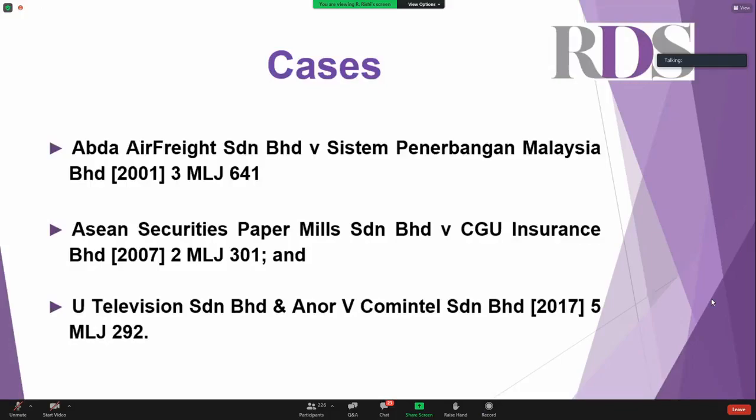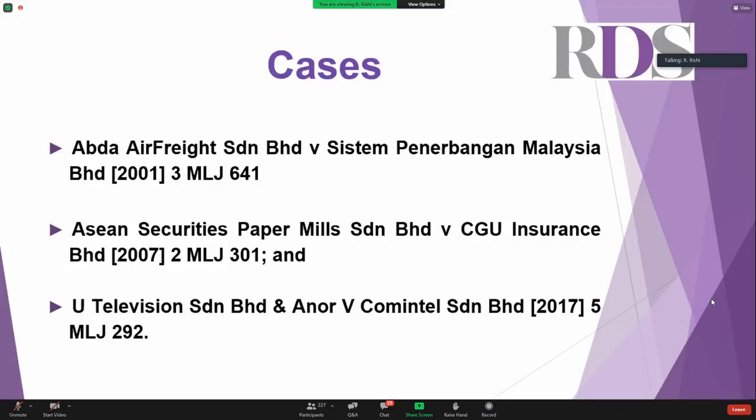the scope of just merely shutting it out insofar as scientific and technical evidence is concerned. The second is the case of ASEAN Securities Paper Mills against CGU Insurance Berhad, a 2007 case. What is very interesting when it comes to these two cases, the point I would like to make is this: parties, commercial litigants, have to be always mindful, together with their lawyers, of the fact that when expert evidence is dealt with wrongly, it may be dealt with wrongly at the High Court stage, at the Court of Appeal stage, but the federal court, and in two situations here in ASEAN Securities and U Television, the federal court will step in to make the record straight.